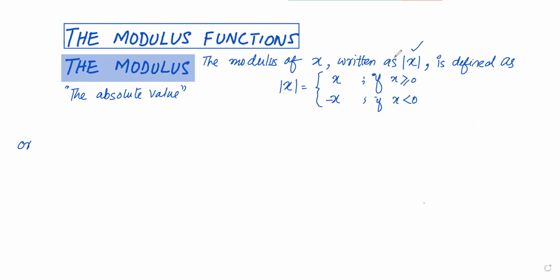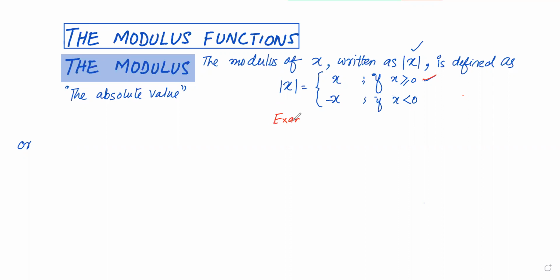defined as, so modulus of x is equal to x when x is greater than or equal to 0, and modulus of x is equal to minus x if x is a negative number. So let us discuss this. What is meant by this definition? If x is a positive number, let us take an example.